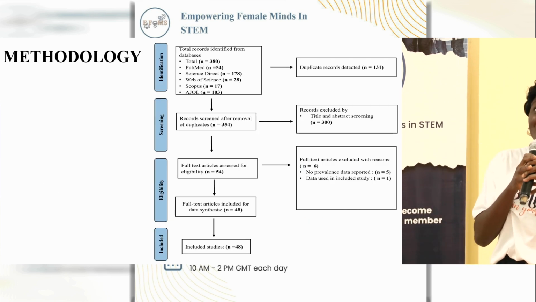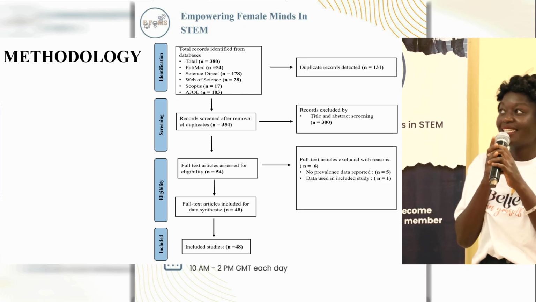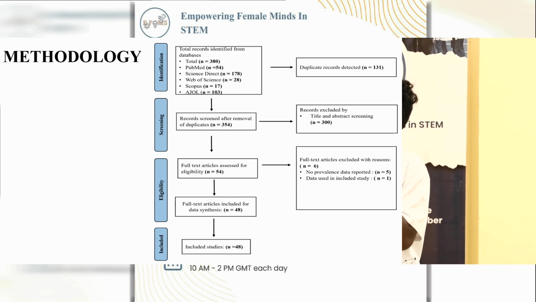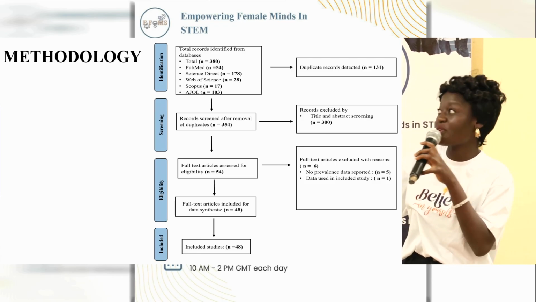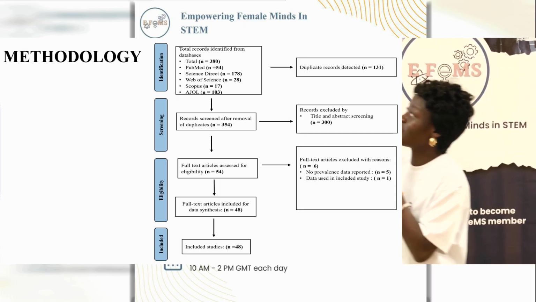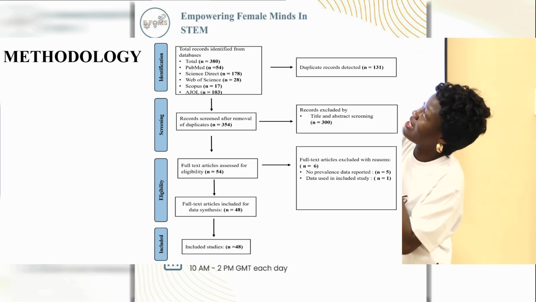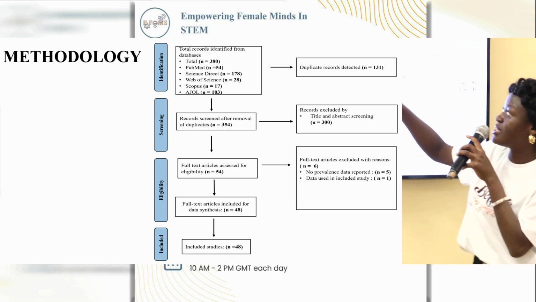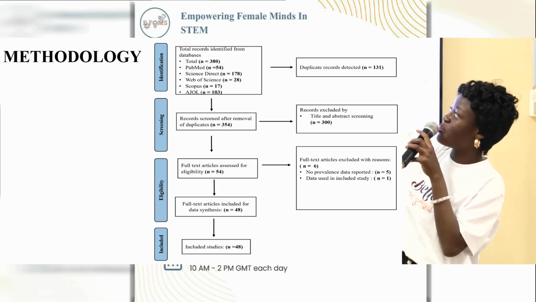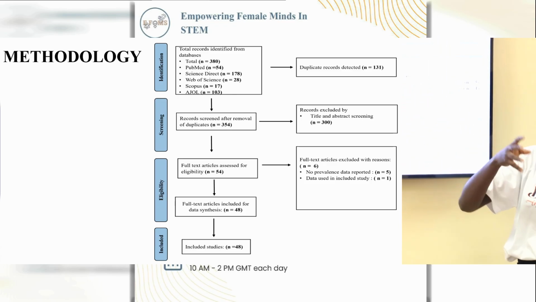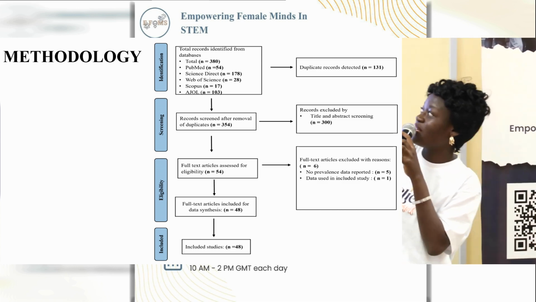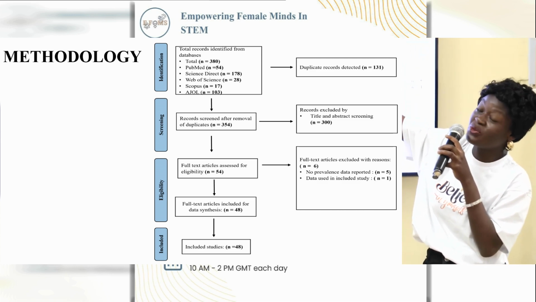With my methodology, I did a search on 5 databases. That's PubMed, Science Direct, Web of Science, Scopus, and African Journals Online. As you can see, these are the databases. I had 380 papers in total. After that, I did my screening, which means taking the relevant papers. The first screening was to remove duplicates.